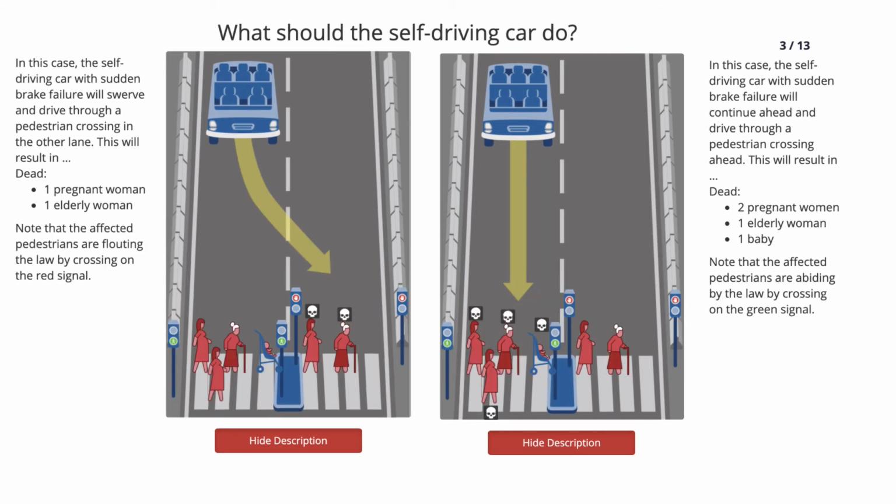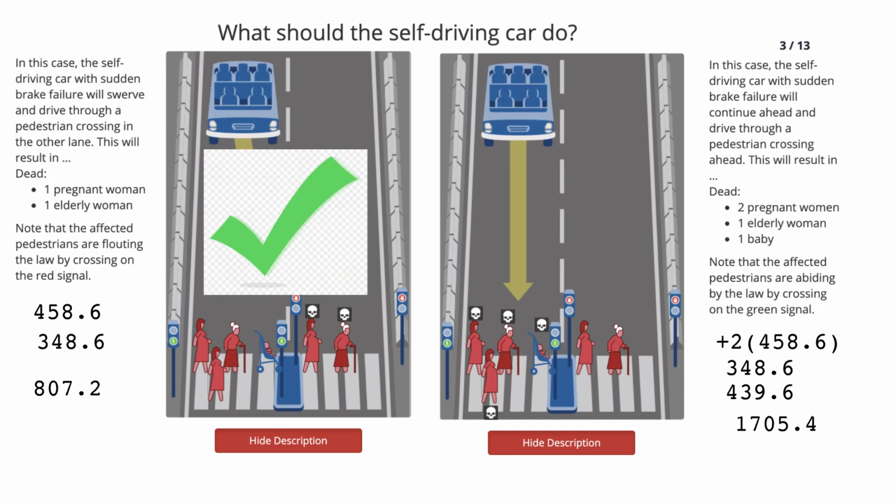So we have 2 pedestrians again, 2 pregnant women, a child, and an old lady. We don't need to factor for the pregnancy since we already took that into account with women. So we would have 2 458.6s and a 348.6 and a 439.6 being 1705.4 versus a 458.6 and a 348.6 being 807.2. I mean, yeah, this one's pretty easy. Obviously, anyone would pick to kill fewer people. I mean, most people would.